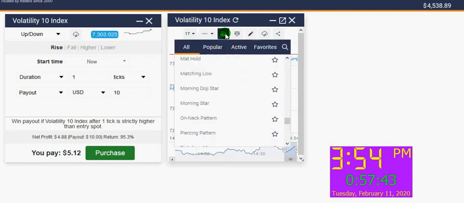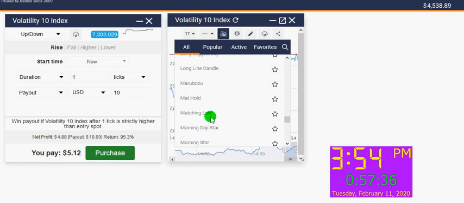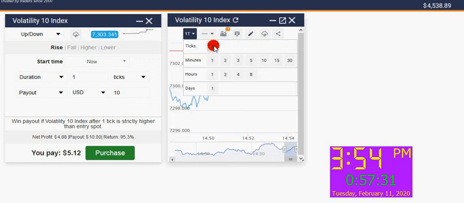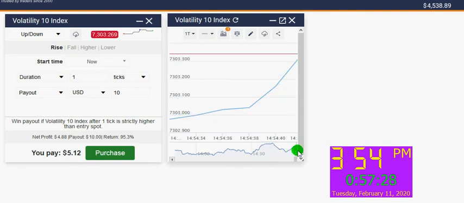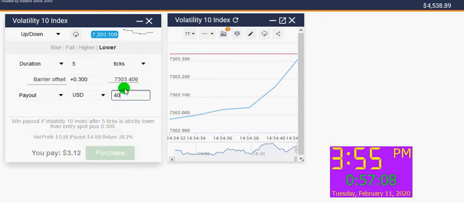We'll open the indicator. You go to indicator, you scroll down to pattern recognition, then you choose the matching low indicator. It's right here. You click on OK, you scroll down, you click on OK. So I'm going to change this to tick, then I'm going to move this very close. So we change this to up, down, then we choose lower, then our tick will be 5 ticks. Our barrier offset to be plus 0.300, then I'll be staking 40 USD.